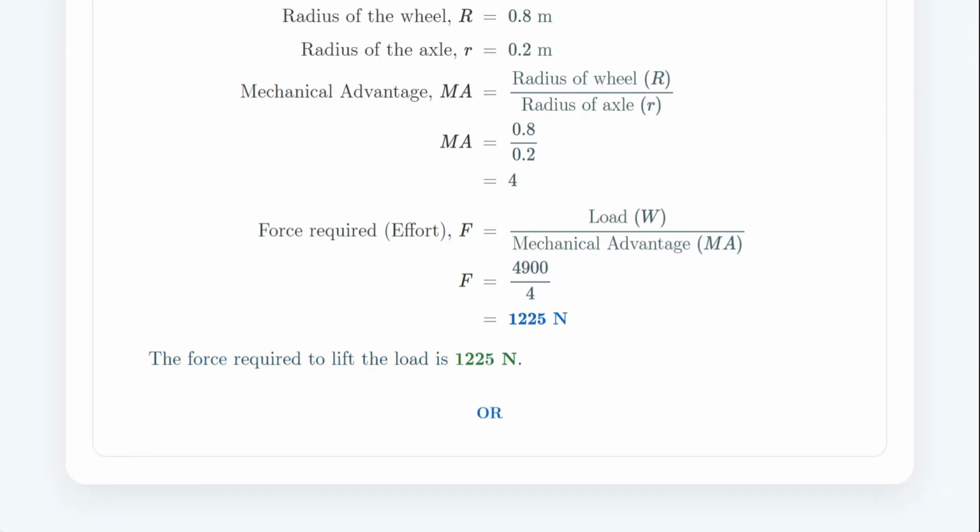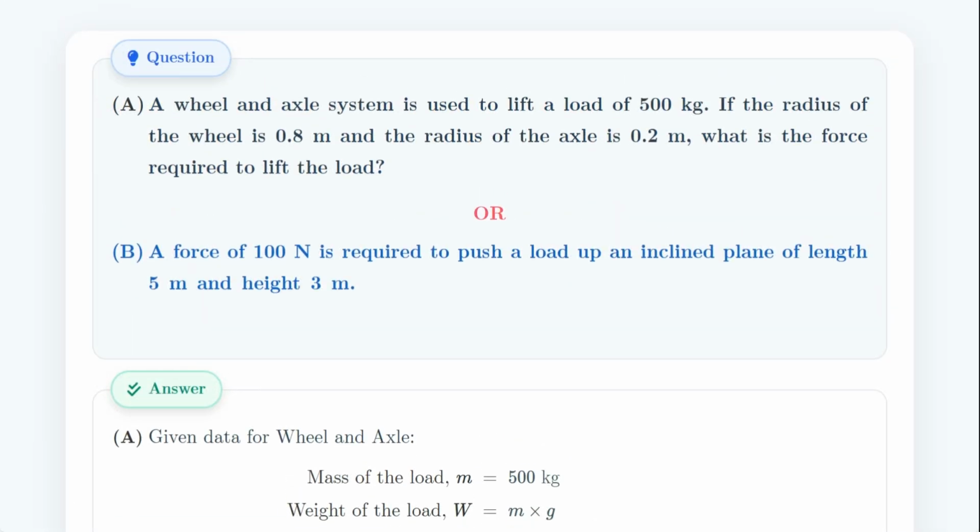Or, you can choose to answer Part B. A force of 100 newtons is required to push a load up an inclined plane of length 5 meters and height 3 meters. Calculate the mechanical advantage of the inclined plane.